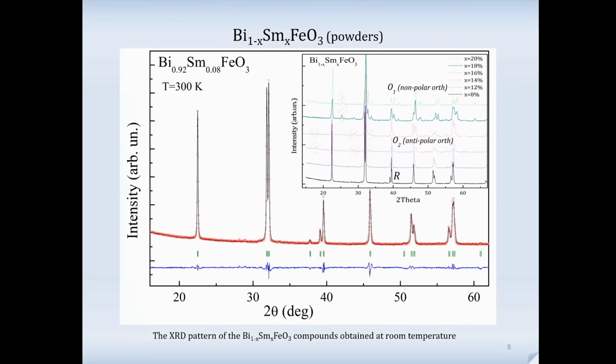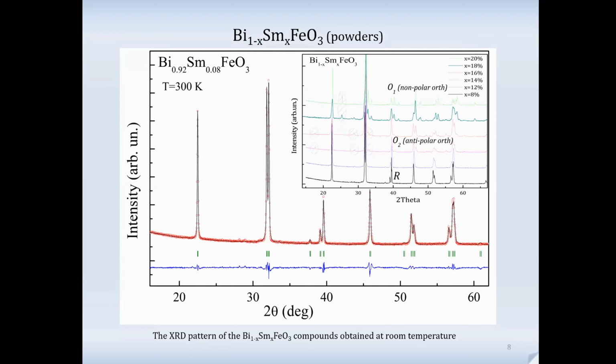What we did with our colleagues then was to synthesize new compounds with different methods. The previous compounds were synthesized by conventional solid state reaction, and we also made new compounds using the sol-gel method with our colleagues from Belarus University. And we tried to estimate if something changed in terms of the phase stability regions. And I would say yes.